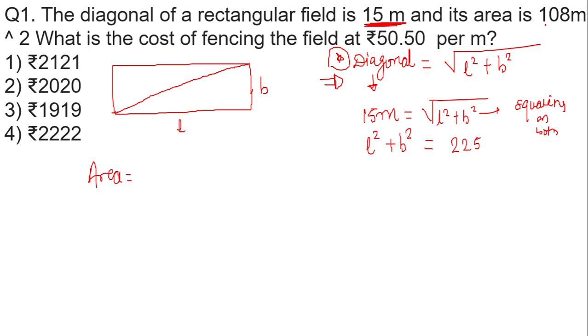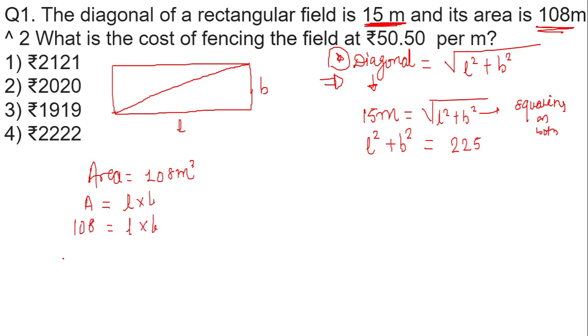What is the area given? Area is equal to 108 meters square. We know the formula for the area of a rectangle. Area of any rectangle is equal to length into breadth. So the given area is 108, which is equal to length into breadth.